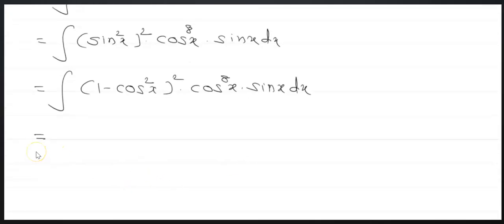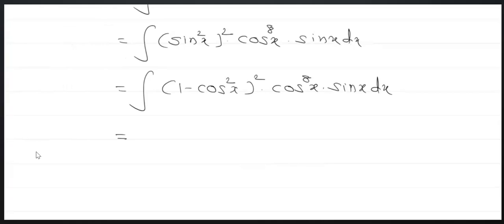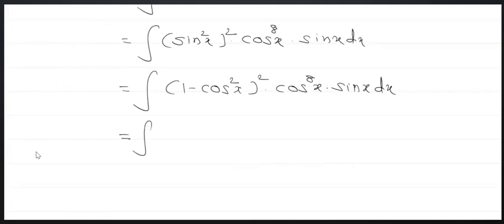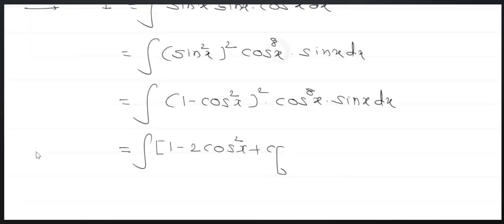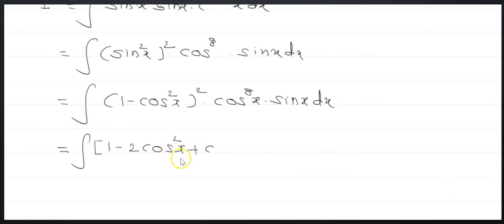Now put the value of cos of x as t, then this is the substitution. Or you can expand this also. First of all, that is (1 minus cos square x) bracket square, which means 1 minus 2 cos square x plus cos of x bracket raised to 4, into cos of x bracket raised to 8 into sin of x dx.